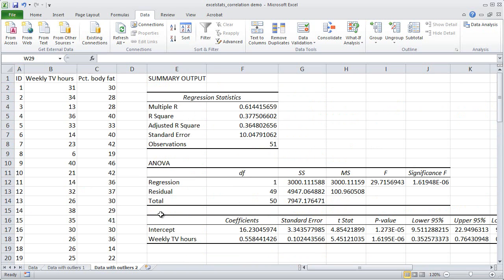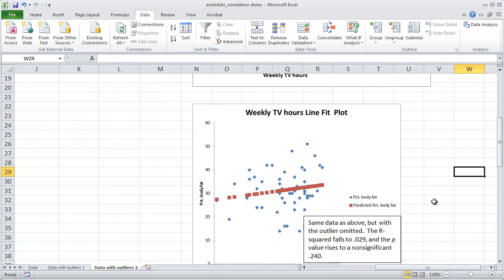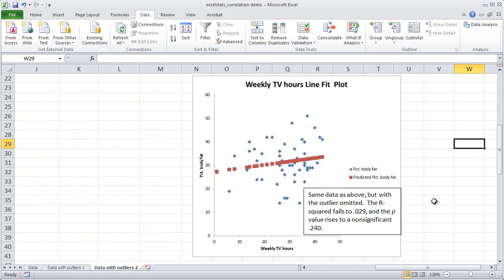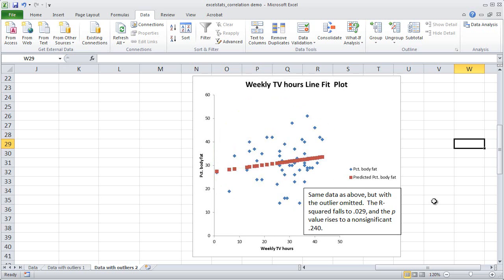Watch what happens to the correlation when we delete the outlier case. I've got a chart here, just down below the actual line fit plot, that shows what happens if you delete that 99-99 case. Notice how much flatter the trend line has gotten, and how more rounded and sort of scattershot the pattern in the blue dots is.